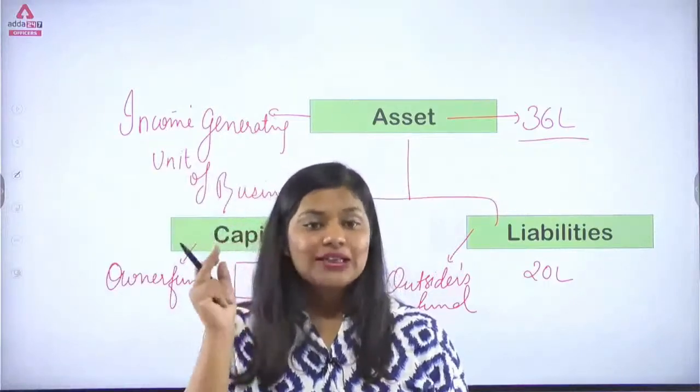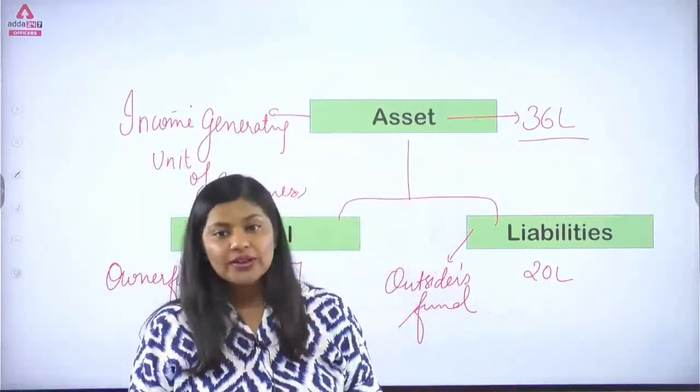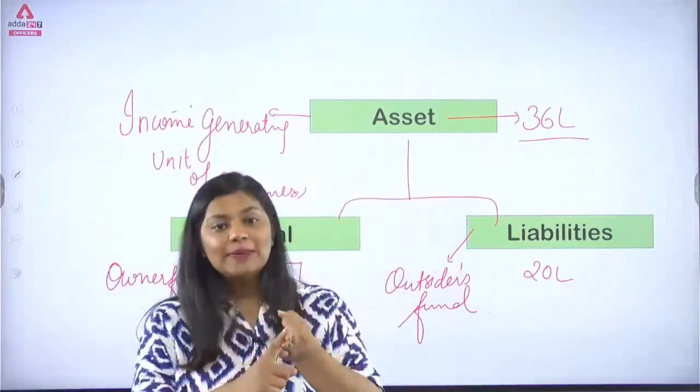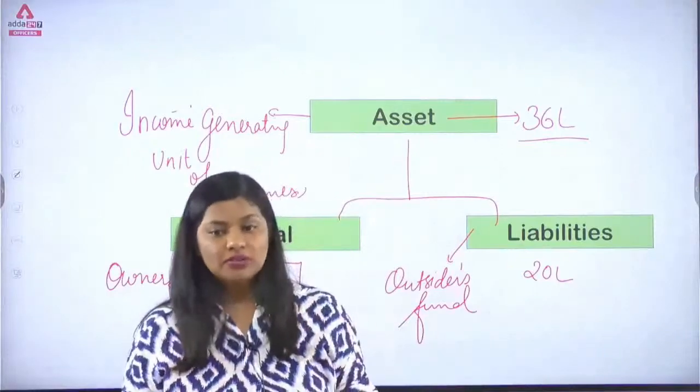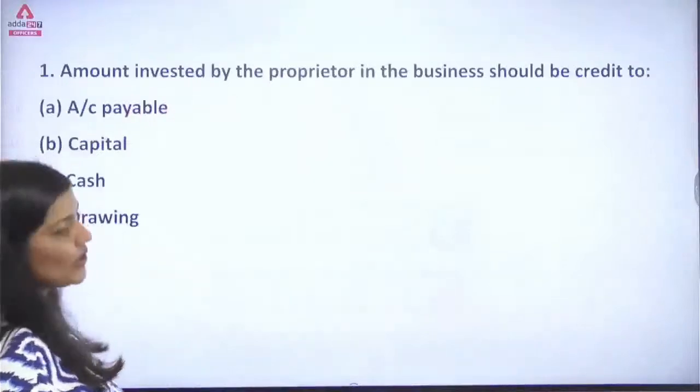A quick revision. Liability is what? The obligation that you're supposed to pay. Asset is what? Your income generating unit. And the last one, capital, is the amount that is invested by the owner. Owner's own money. Now, first question.